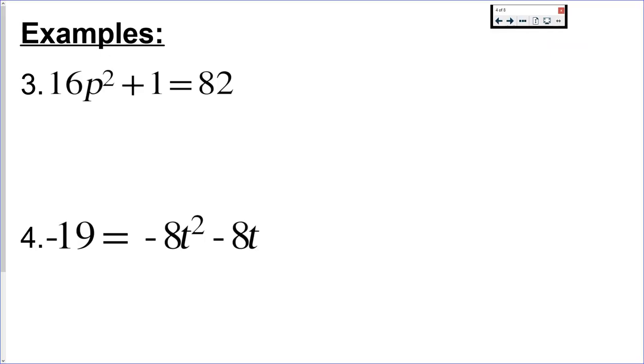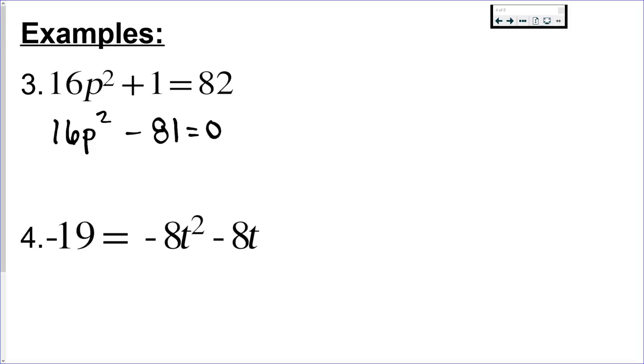So that means for the last 2, I've already said completing the square for one and factoring for the other. So that leaves square root and quadratic formula for my options. So for our number 3, I have 16p squared minus 81 equals 0.